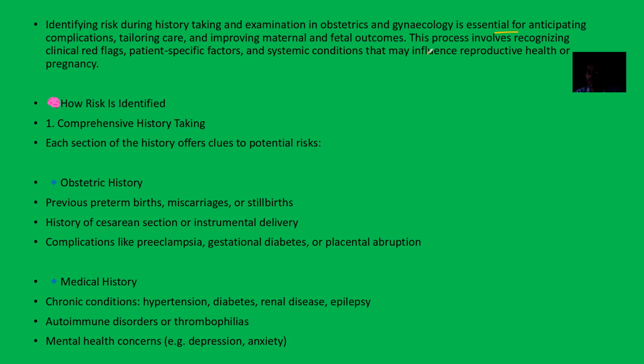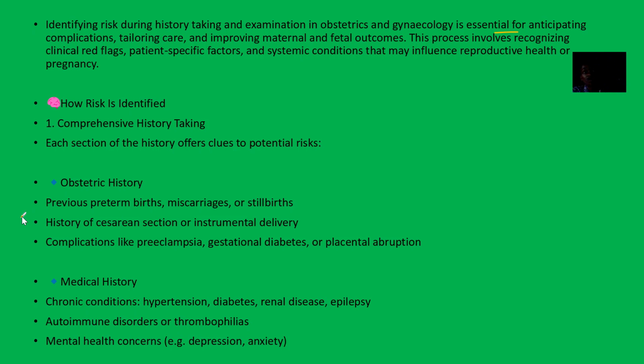So the process involves recognizing clinical red flags. Now we'll mention some of these red flags, right? It will make you know them and always watch out for them when you are doing history taking. So the red flags you are looking out for are things like: has she given birth to babies and these babies were not matured? Has she ever had any miscarriage? Has she ever had any stillbirths? Was she not able to give birth through the vagina, so they had to go for a cesarean section?